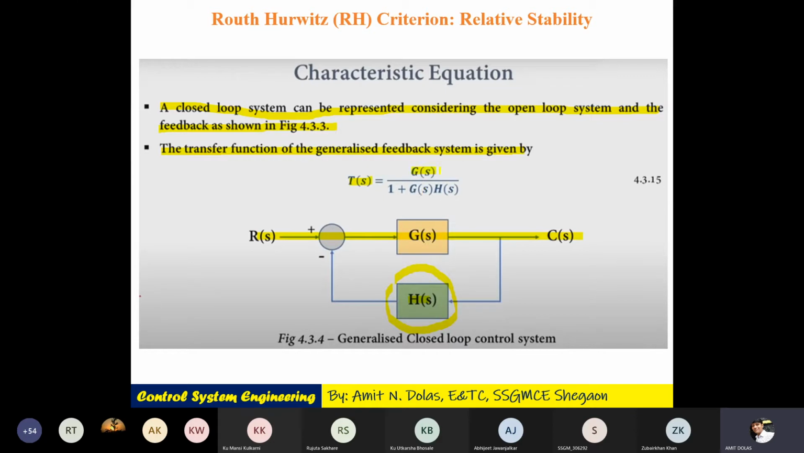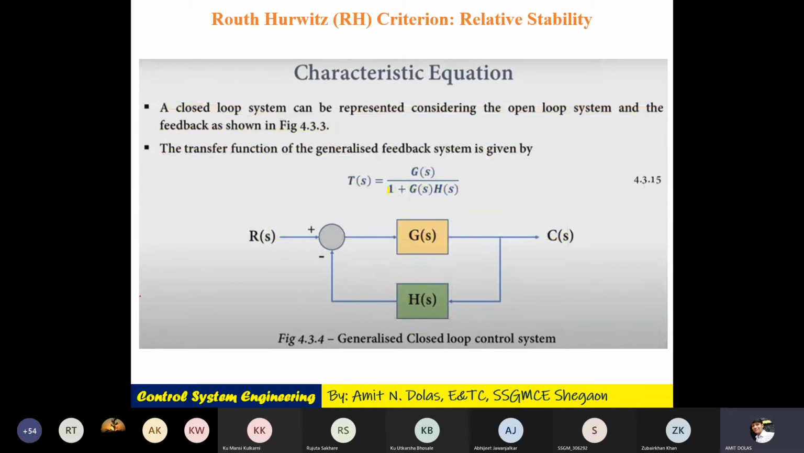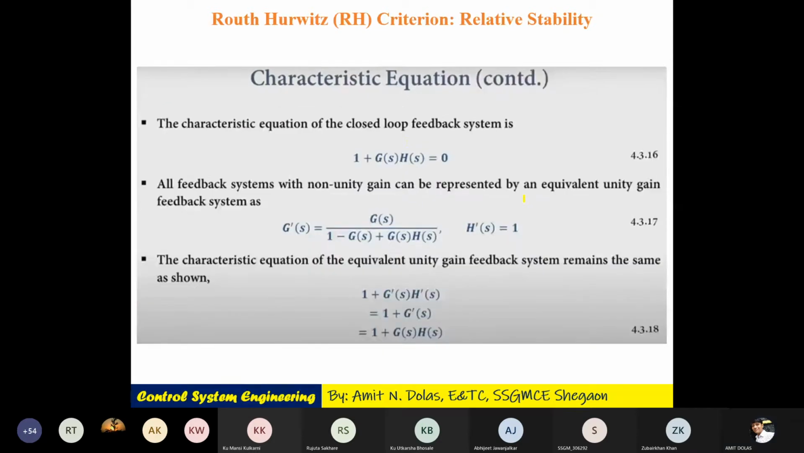It is the system, that is G of s, upon 1 plus the system, that is, यहाँ पे माइनस साइन है इसलिए यहाँ पे प्लस आया है, यहाँ पे अगर प्लस रहता तो माइनस आता, system into the feedback, that is H of s. So this is the generalized closed loop system equation. And of course, if it is a generalized closed loop system equation, denominator में जो term है, that is 1 plus G of s H of s, will be your characteristic equation in this transfer function.